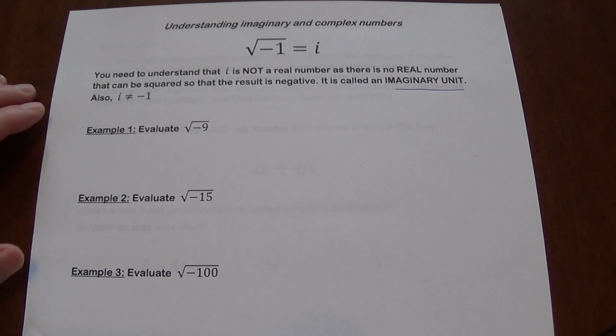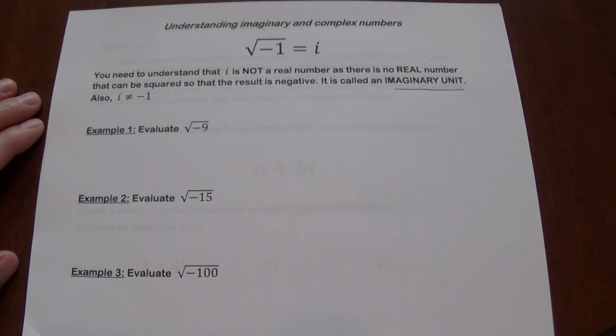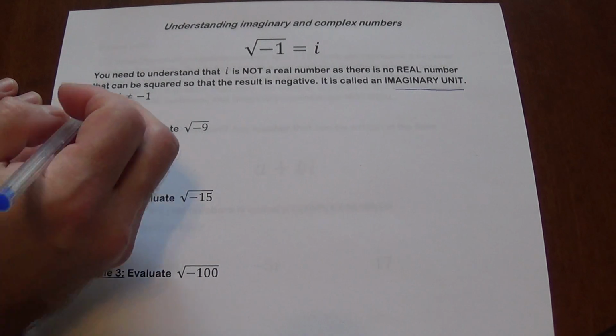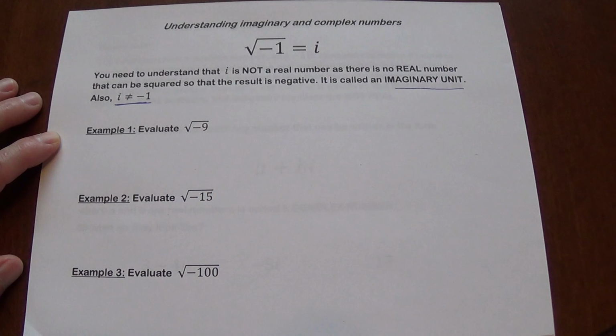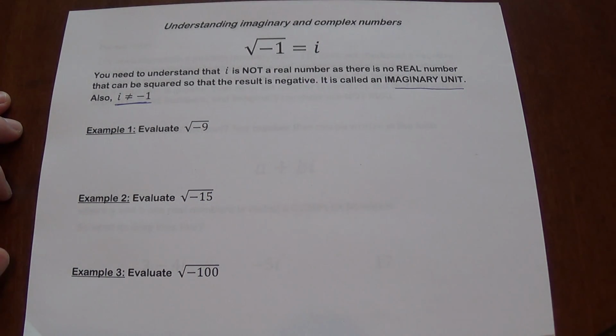And also one thing that I see a lot, and I want to make sure you're not confused by, i does not equal -1. This is very, very important. i is the square root of -1. So let's take a look at a few examples.